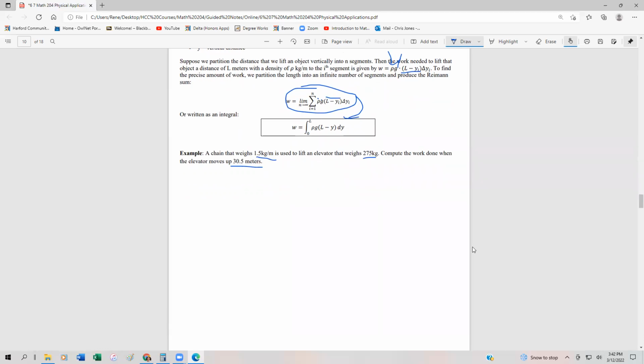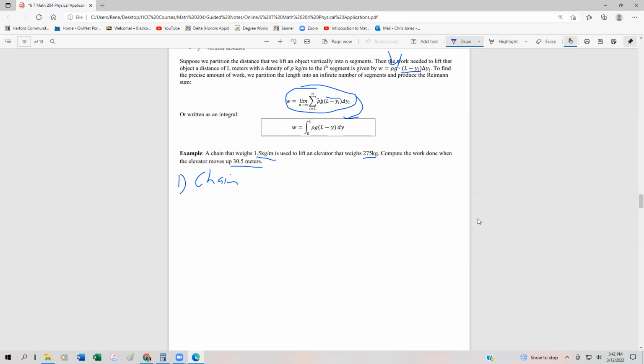Now, there's actually two things to consider when you're pulling this up. The first of which is the chain. The second of which is going to be the elevator. But we'll hold off on that.